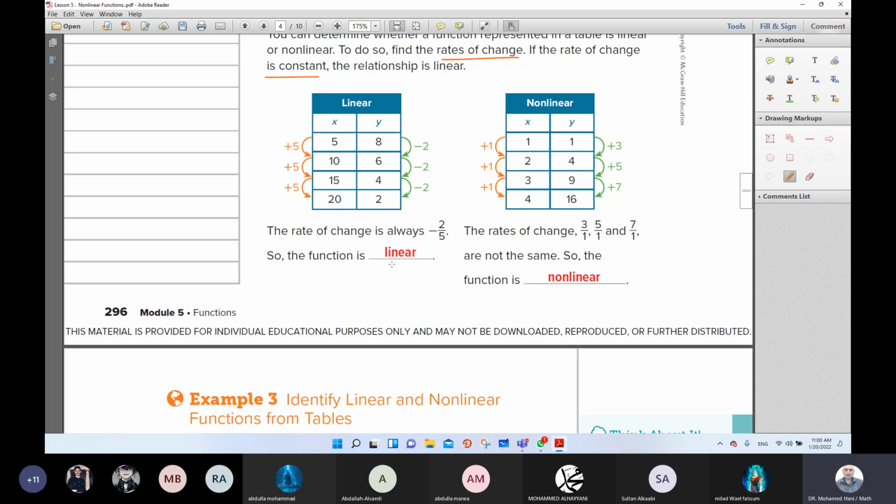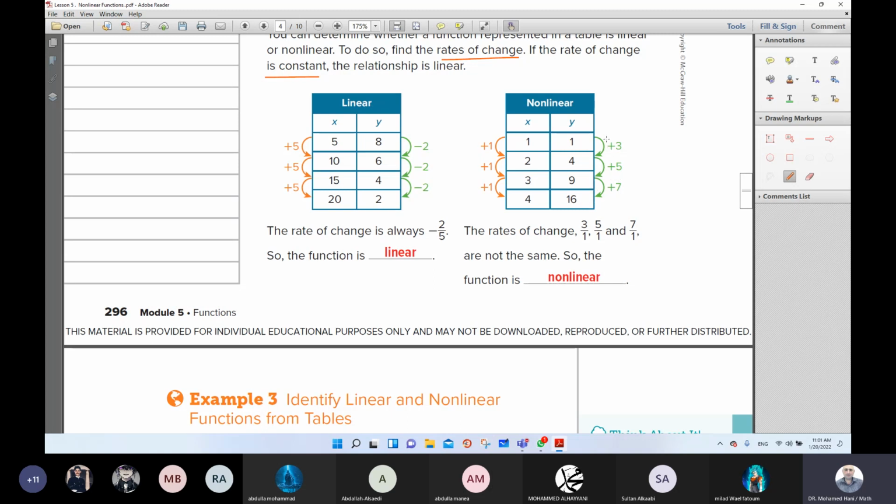So the function will be what? Linear, because we have a constant rate, or a constant slope. In the second case, we have 1, 2, 3, 4, which means plus 1, plus 1, plus 1. Here we have 1, 4, 9, 16: 1 plus 3 is 4, 4 plus 5 is 9, 9 plus 7 is 16.